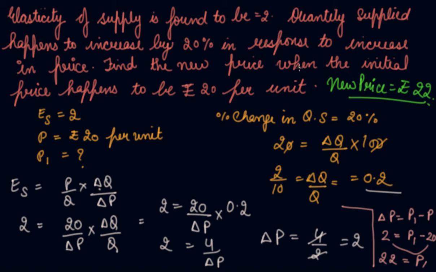These are the same as the elasticity of demand, only there is one change in the formula, that is the minus sign, and the rest of the things you get the same as when you solve elasticity of demand. This is the way you solve elasticity of supply.